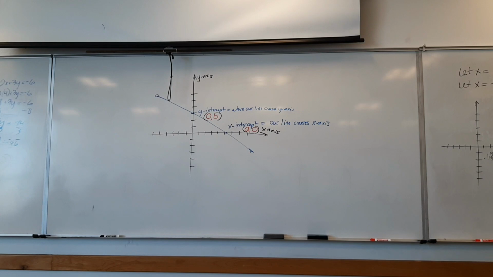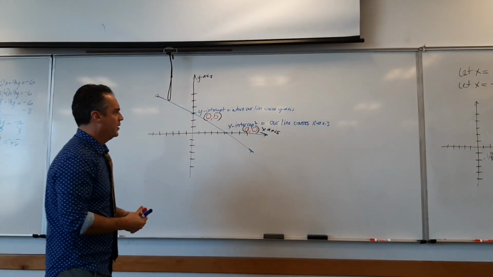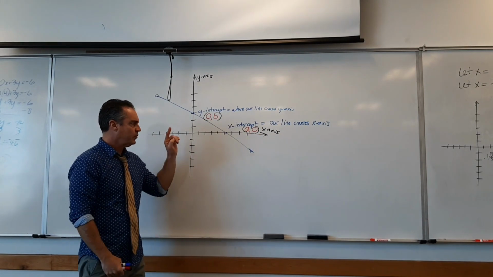Infinite. How many points do you need to make a line? Two. But how many points exist on a line? Infinite. Which means there are infinite x and y coordinates, correct? Okay, so let's think about this for a minute. Answer this question. It's powerful.